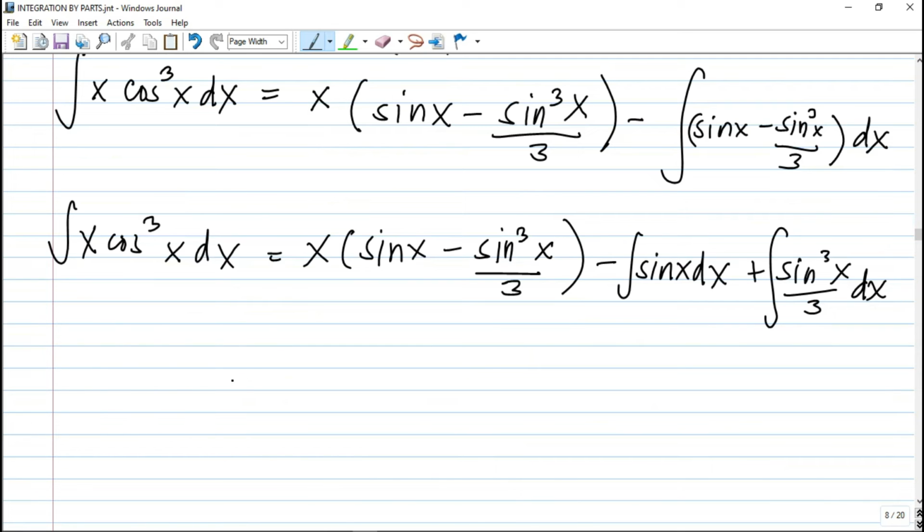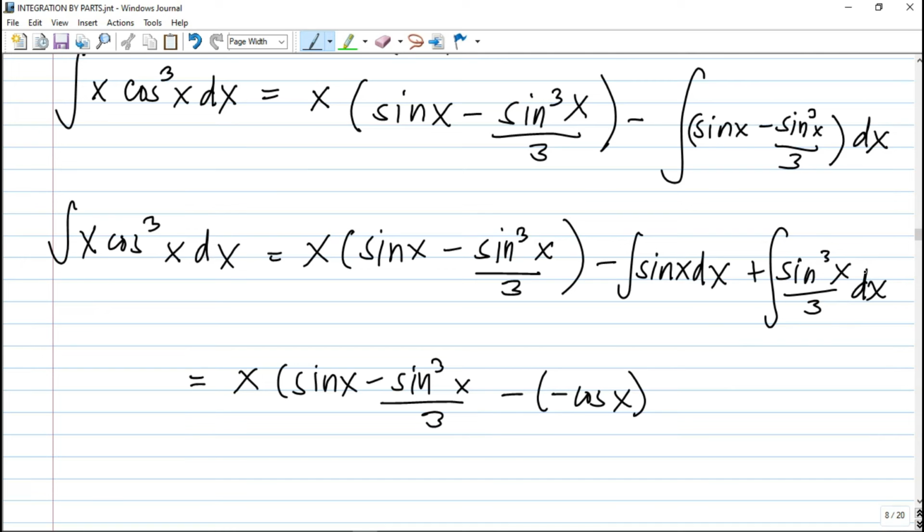Okay, integrate natin. So we have here x times the quantity sine x minus sine cube x over 3. Okay, minus, ito guys, integral of sine x is negative cosine x. So negative cosine x. Dito na tayo maglagay ng plus c sa isang integral. So plus, we have here 1/3. Labas natin yung constant. Now 1/3, then integral of sine cube x dx.